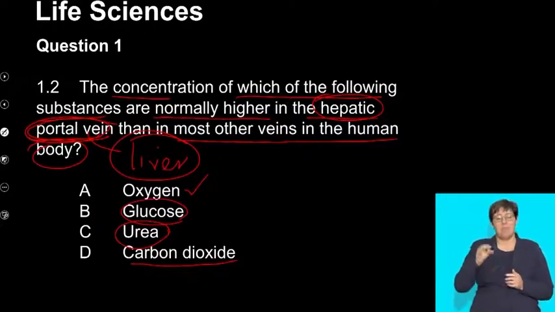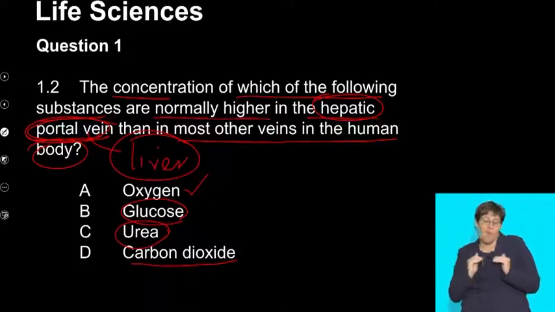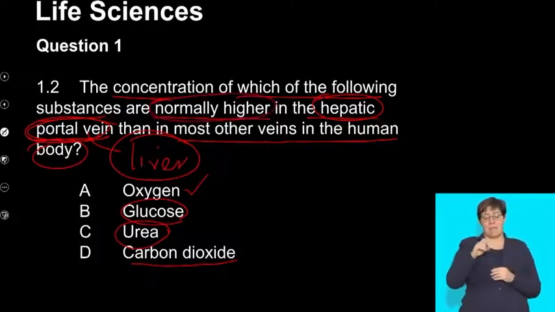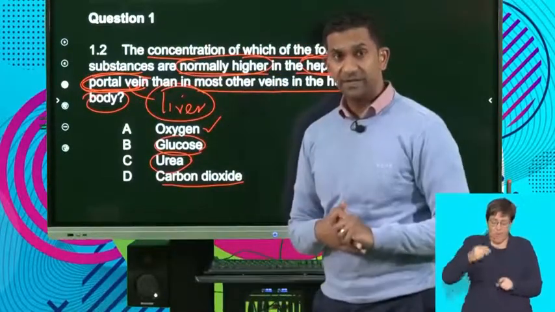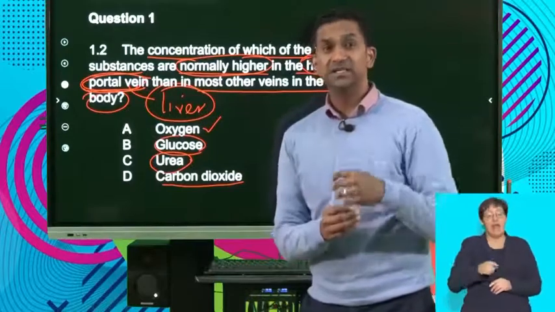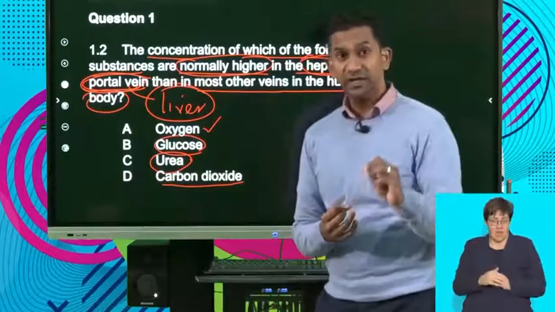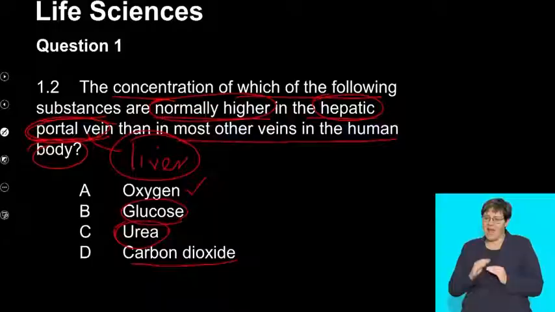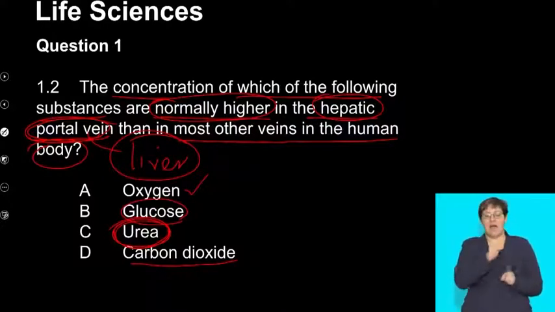So let's go back to that question and try and unpack which is the most correct answer. And I'm going to read this for the benefit of us all. The concentration of which of the following substances are normally higher in the hepatic portal vein than in most other veins in the human body? Guys, remember that the vein is going to carry blood away from the liver. And the liver predominantly is going to remove excess glucose. Yes, it's also going to produce urea. And that we would see as being significantly higher when compared to any other vessel in the body. So the answer for this question would be C.